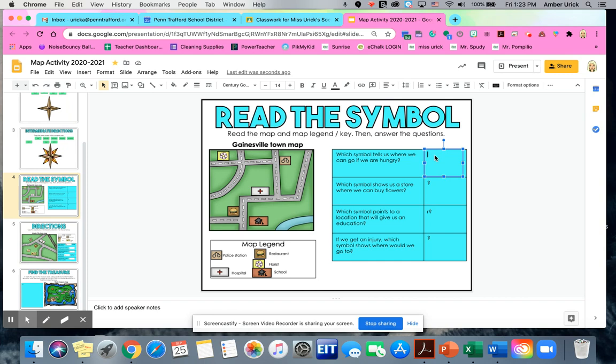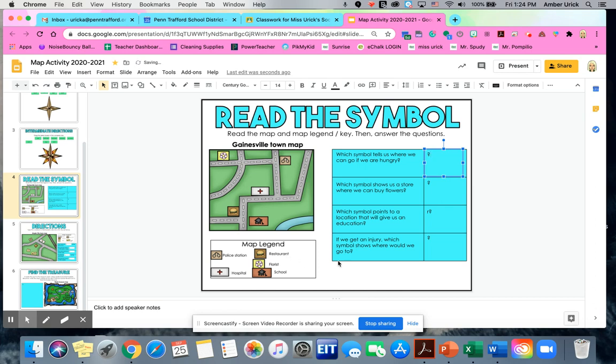I know you aren't either. I'm probably going to go where I can get this hamburger. Do you think I'm going to type in hamburger? No. The hamburger is just the picture that stands for restaurant. So I need to type in the word restaurant in there. I'm not going to type in hamburger. I don't go to the hamburger. I go to the restaurant, okay?